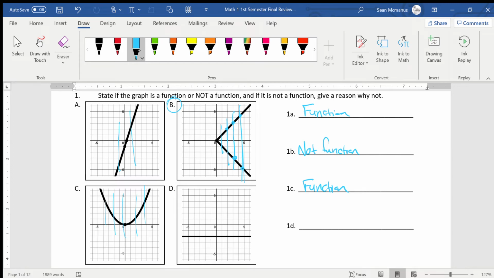And it says if not, why not? So we could say it failed the vertical line test, or we could say there are places on there where the inputs, the x, have 2 outputs. So there are places on here where, for example, when x is 5, there's 2 different y's that go with 5, so that's not a function. And D, if I draw the lines, there's no place that it hits twice, so that's a function. So the only one that was not a function is B.